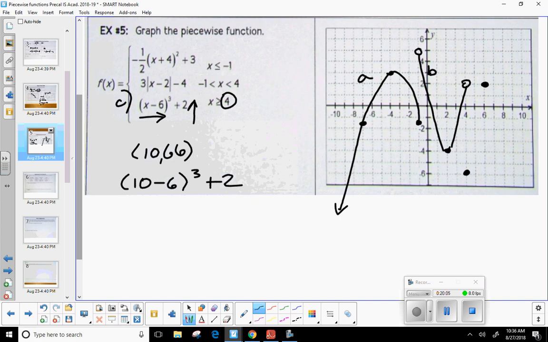So you said 7. Let's try that one. Okay. So let's try 7. So that would be 7 minus 6 cubed plus 2. Oh, this one's going to work out much better. So 1 cubed plus 2.